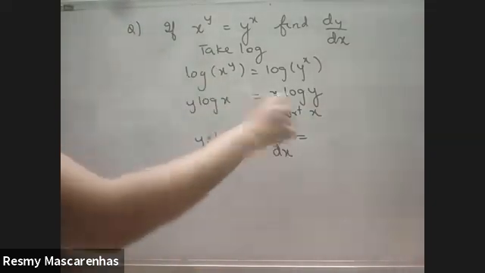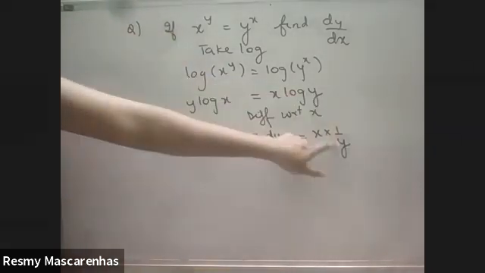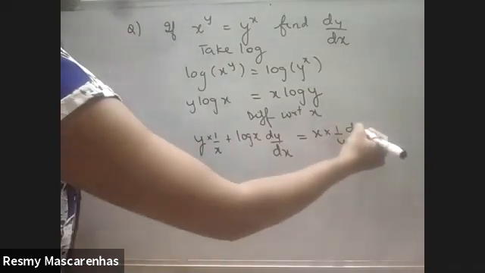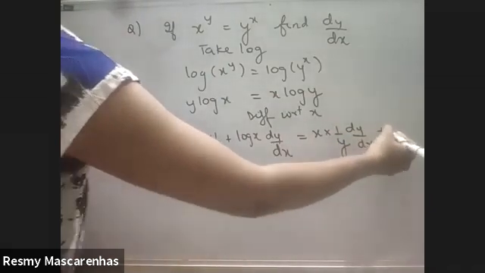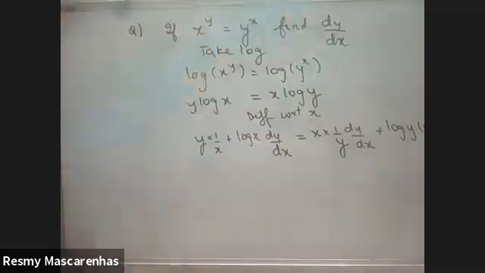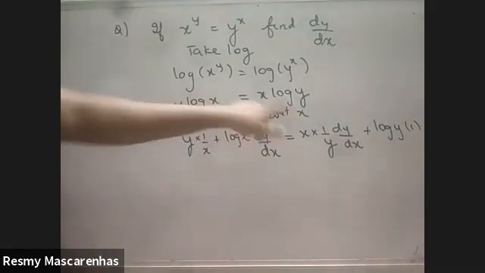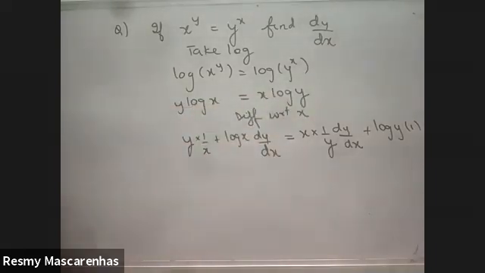Now u into derivative of v, derivative of log y is what? 1 upon y, but then extra I'll have to write dy by dx, plus log y into derivative of x is anyway 1. If it is the same letter you are differentiating it with respect to, then no need to write anything extra. Then bring the dy by dx terms on one side, take the remaining terms on the other side.